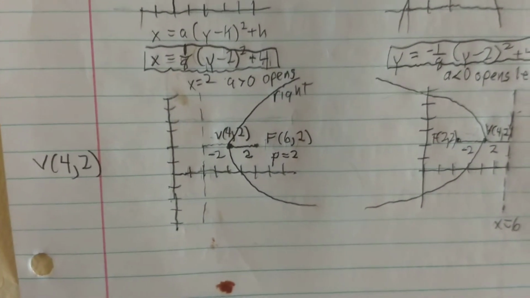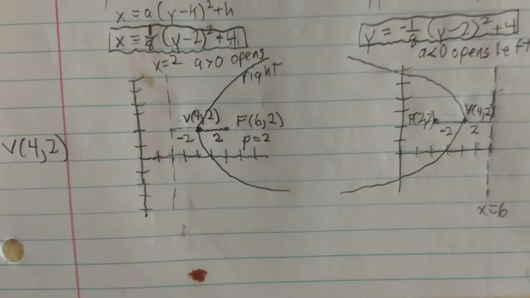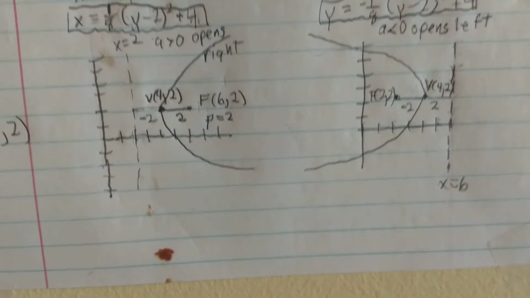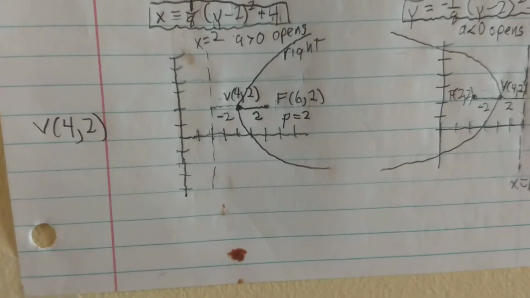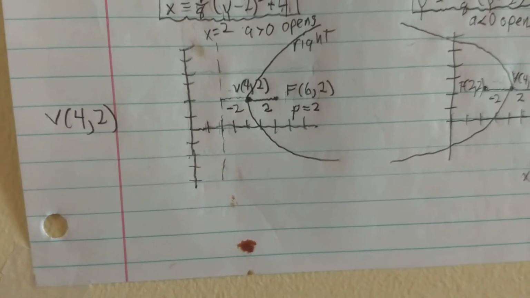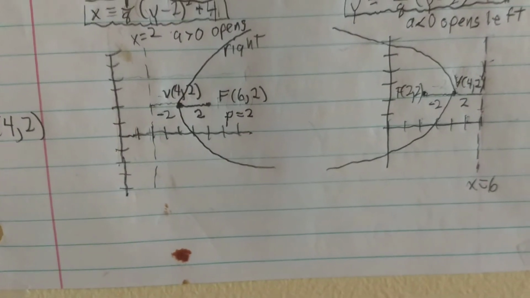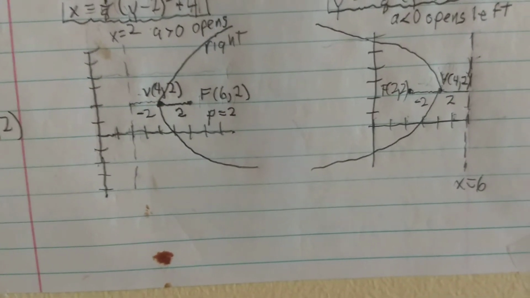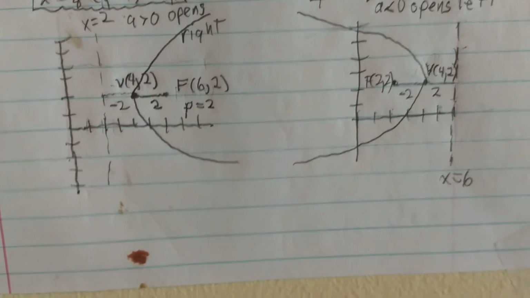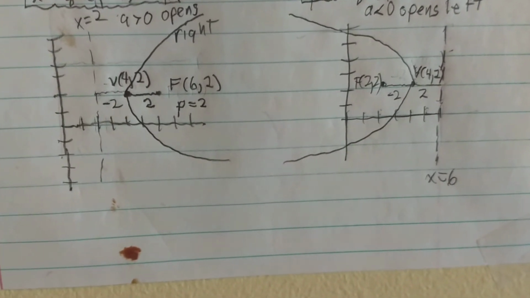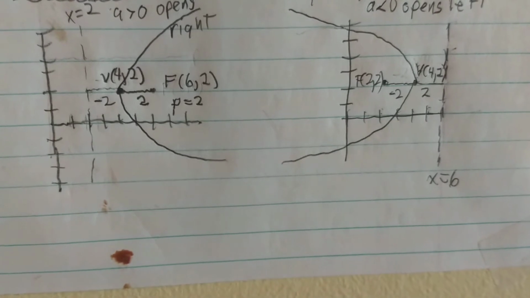Now here, to look at opening right, which would be comparable to opening up, and left, which would be comparable to opening down, we're going to make the vertex at (4, 2). Putting it at (4, 2) for a positive p of 2, the focus would be at (6, 2), going 2 to the right, but the directrix would be 2 behind, giving us a vertical directrix line of x equals 2.